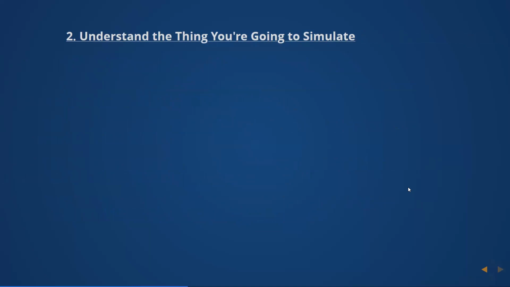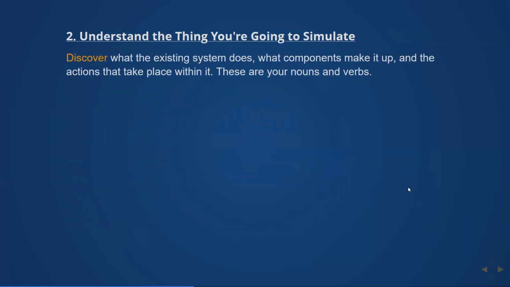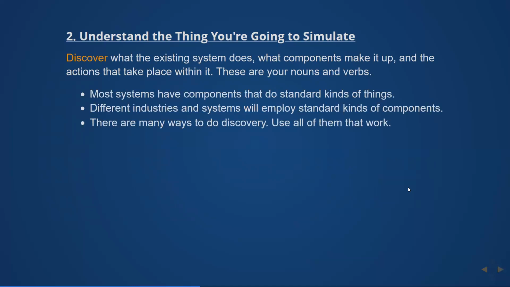So you need to understand the thing you're going to simulate. Remember that we're talking about an existing system. So the first thing you want to do is figure out what's going on now. And that's a process called discovery. And there's a link to a longer article about it. So when you do discovery, you're finding out the components and the actions that happen. These are your nouns and verbs.